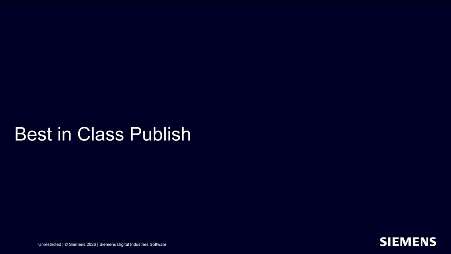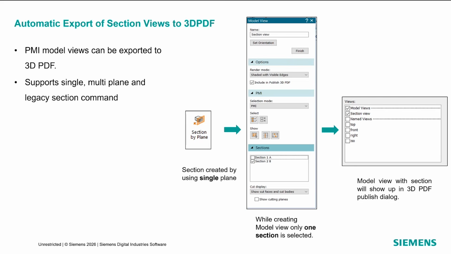All right, so just a couple more slides for me. Best in class publish. When we publish to 3D PDF, for the past couple of releases, we can now export section views to 3D PDF as well. And this can be a single, multi-plane, or legacy section command. So all those are supported.